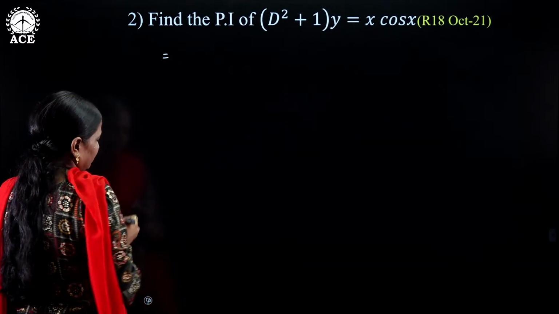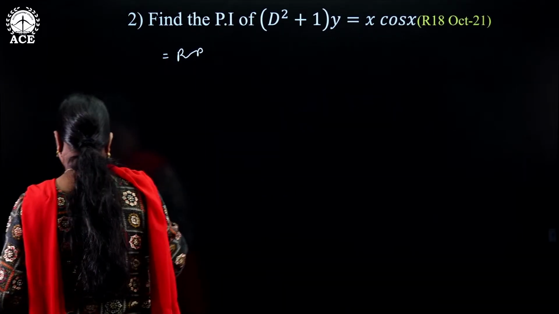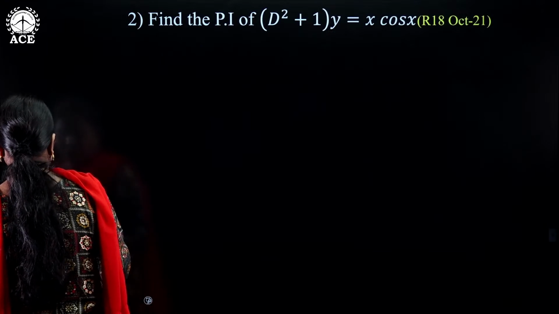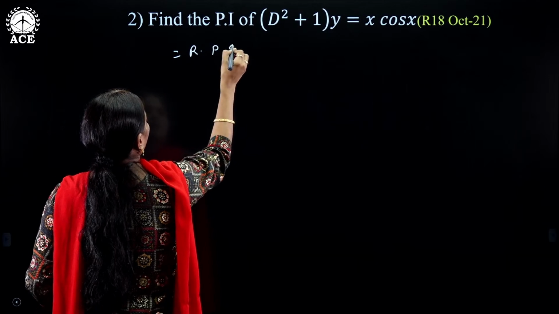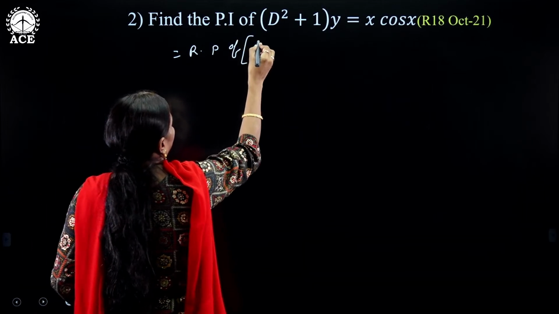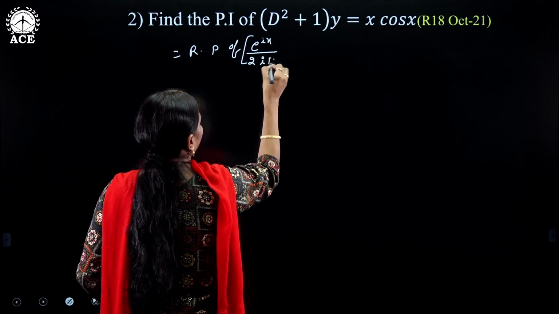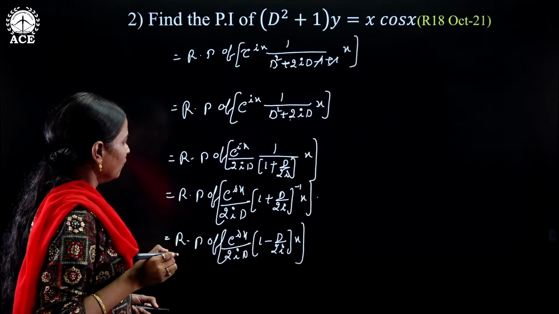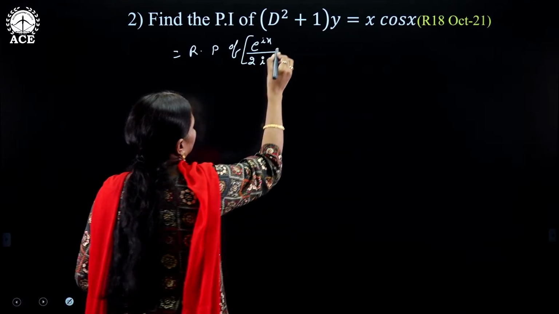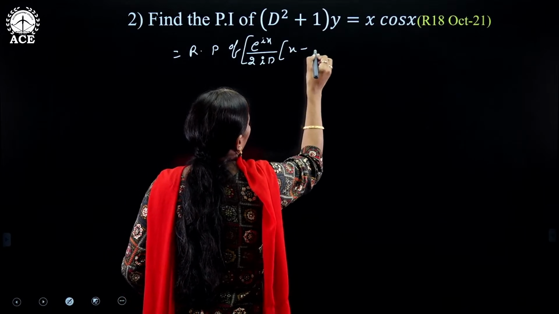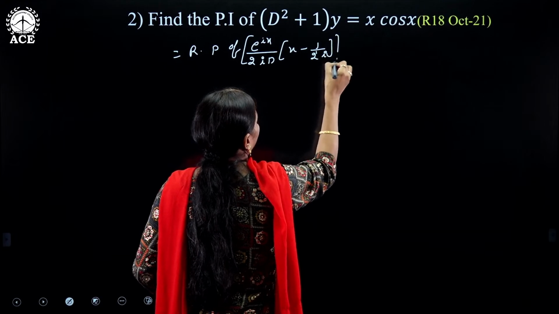That is equal to real part of e to the power ix by 2id into 1 minus d by 2i. So that is equal to x minus 1 by 2i into differentiation of x, which is 1.